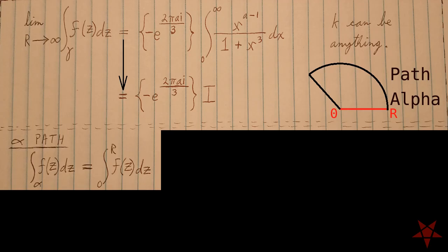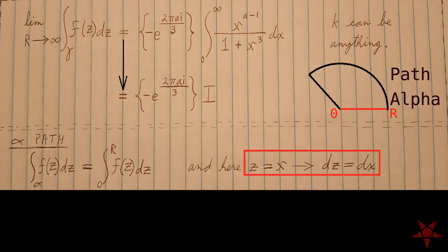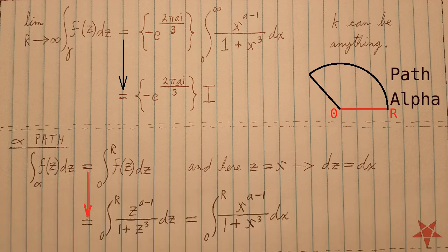The path alpha extends from the origin out to capital R on the positive x-axis. The variable z in the complex plane can be represented as x, since there is no imaginary component, and dz is equal to dx here for our purposes. This leaves us with a real integral from 0 to capital R.